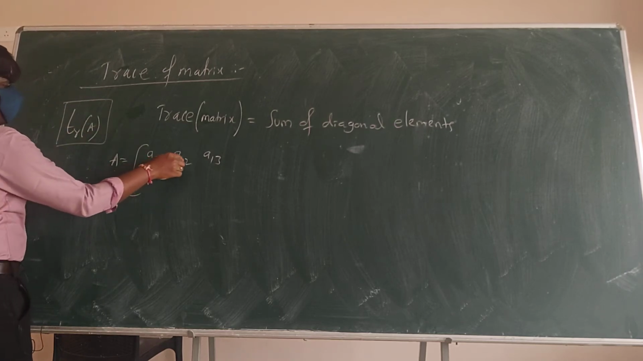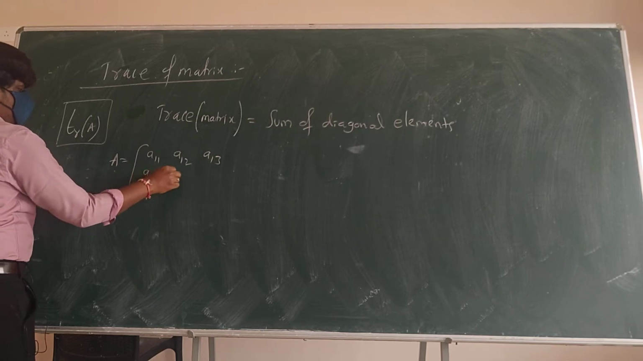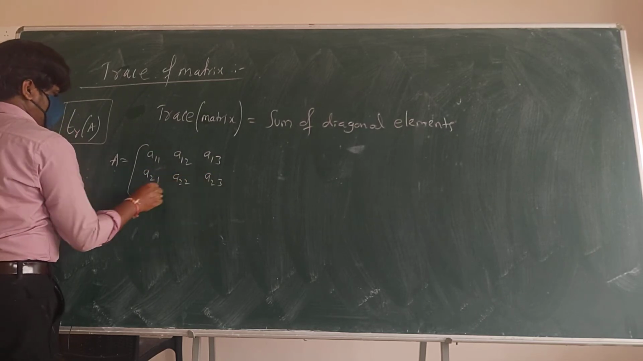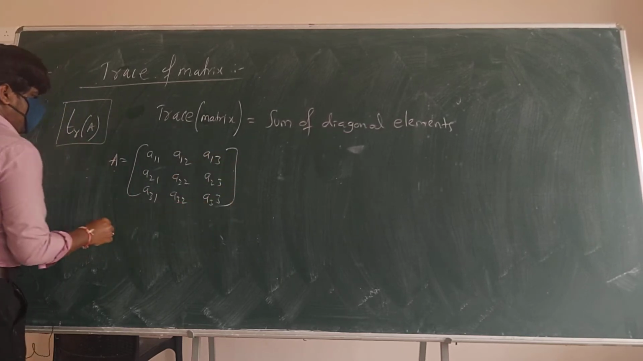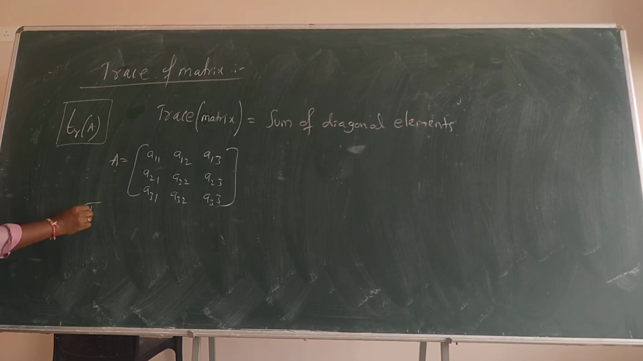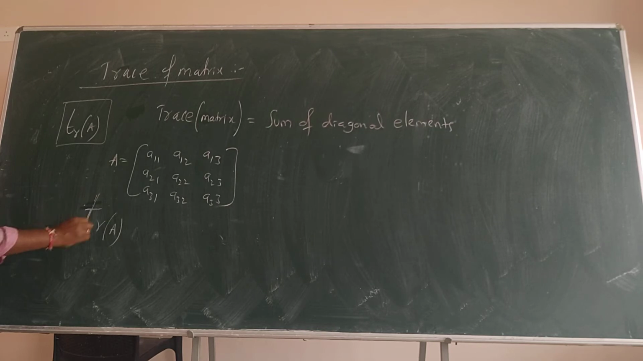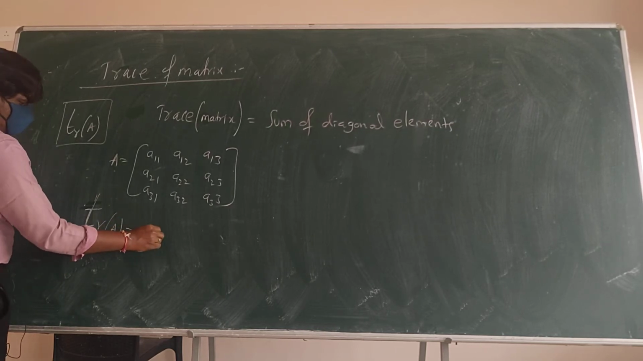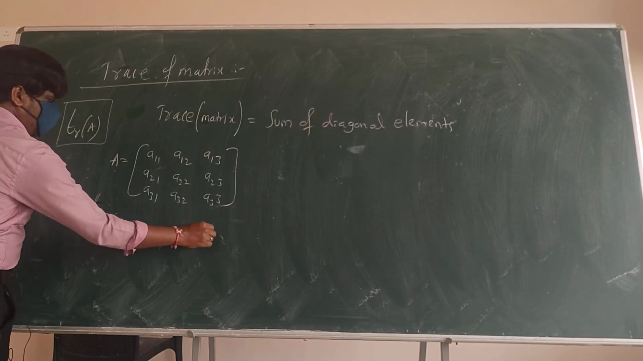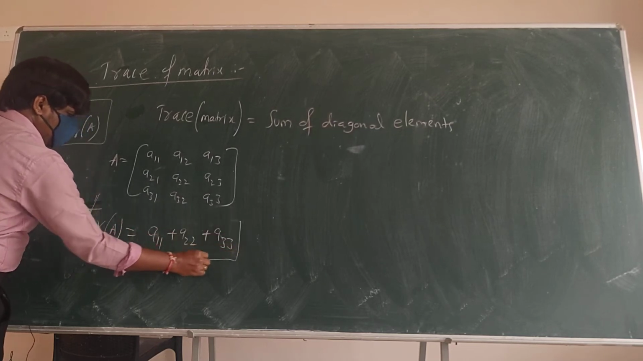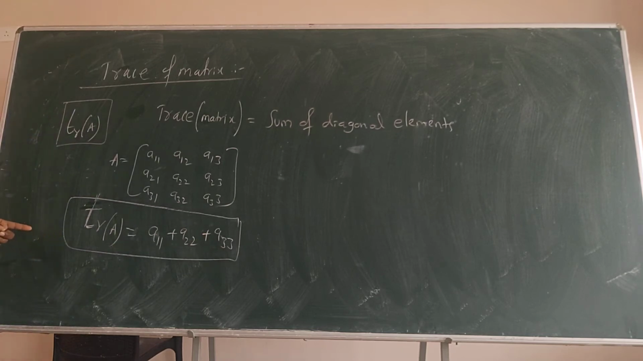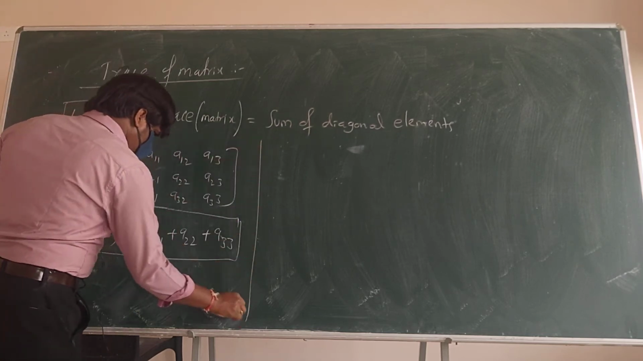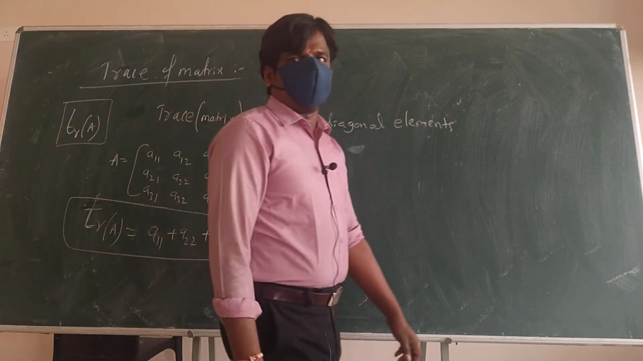If A is a matrix with elements A11, A12, A13, A21, A22, A23, A31, A32, A33, then the trace of this matrix, which we call tr(A), is equal to A11 plus A22 plus A33. This is called the trace of a matrix.